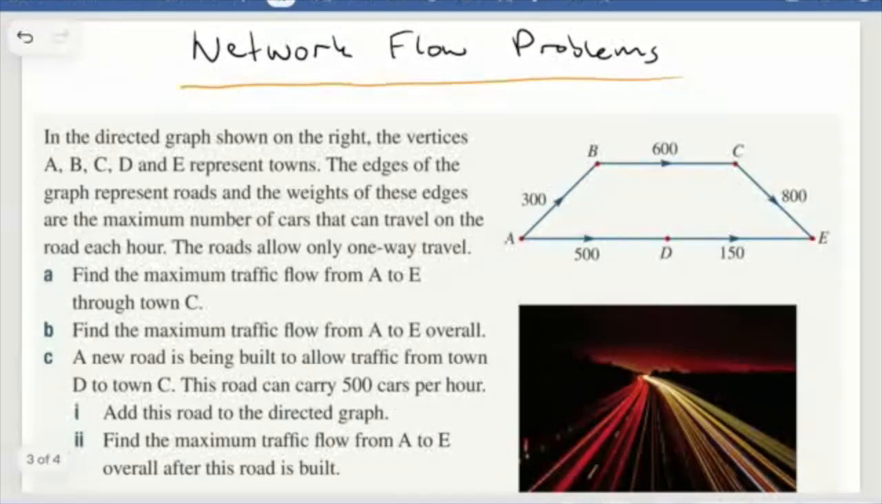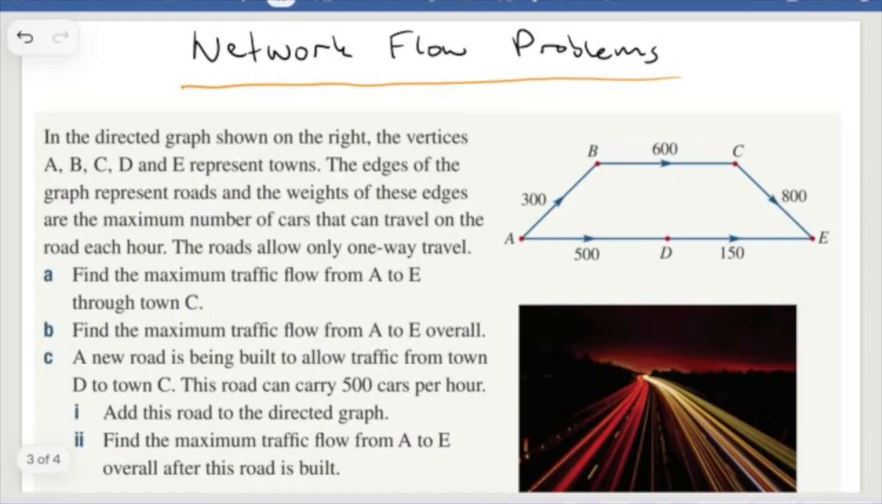So in this video, we're going to continue talking about the concept of flow we introduced in the previous video and apply it to a practice question. Now, this is saying that in a directed graph on the right, the vertices A, B, C, D, and E represent towns, and the edges of the graph represent roads, and the weights of these edges are the maximum number of cars that can travel on the road each hour. The roads only allow one-way travel.